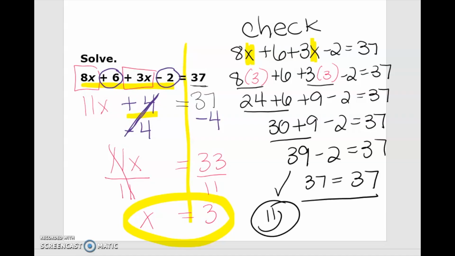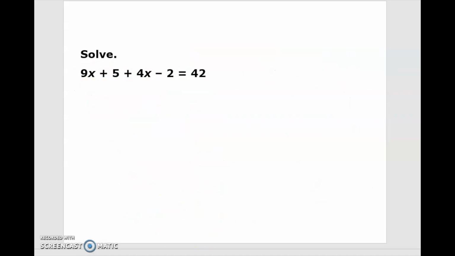Let's take a look at another one. Same thing, we're going to draw that line down the equal sign. We're going to start by combining like terms. So I can see my variable terms, 9x plus 4x. When I add those together, I get 13x.